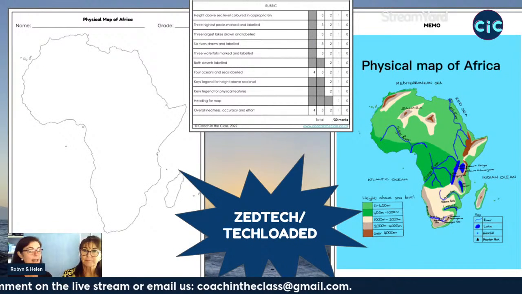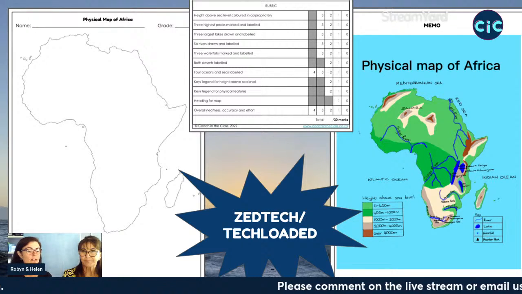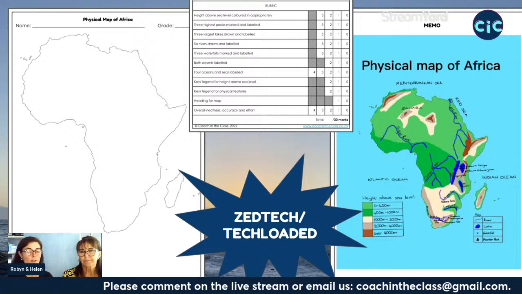Awesome. And then again, looking at maps, this is more interpreting data. So they're going to use either Google Maps or an atlas. They're going to go and look for information. There's a whole instruction sheet about what they need to do. And then there's a memo for you and a rubric.